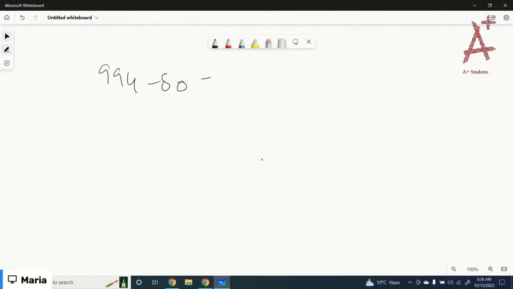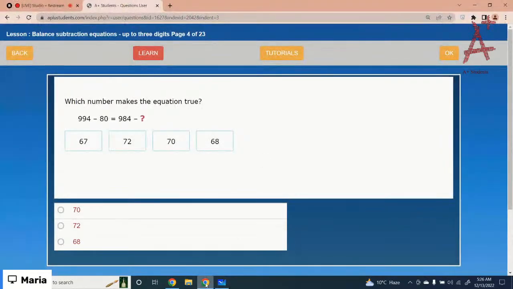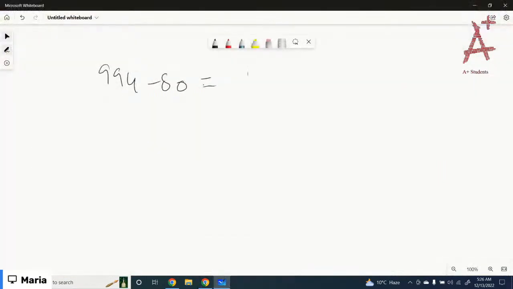994 minus 80 equals 984. Subtract the missing number. Okay, you have 994 minus 80. Just subtract them. 4 subtract 0 is 4. 9 subtract 8 is 1. That means you have 914.